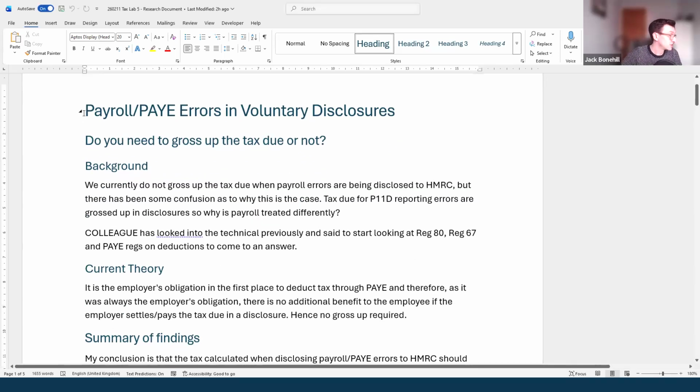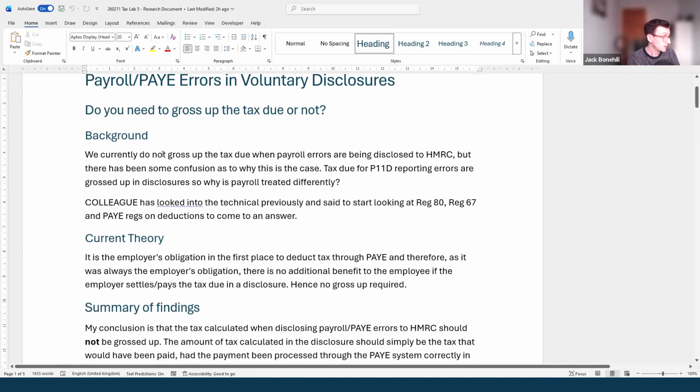So they've given a nice heading initially here to make the document clear. So it says payroll slash pay as you earn errors, involuntary disclosures. Do you need to gross up the tax due or not? So that was just what I talked about a minute ago. Is it the £1,000 that would be due or is it more than that? So they've got a background section and a current theory section.